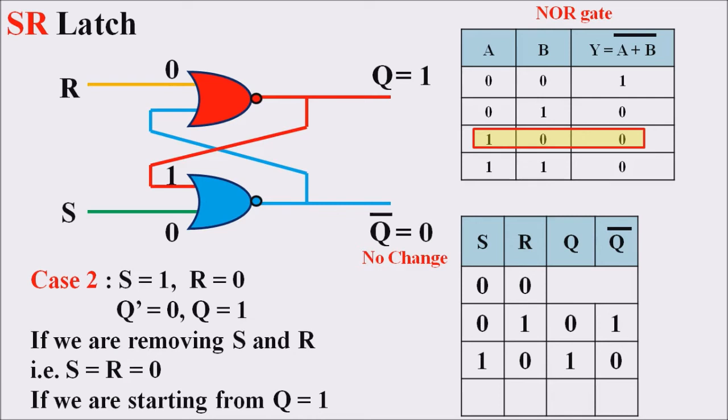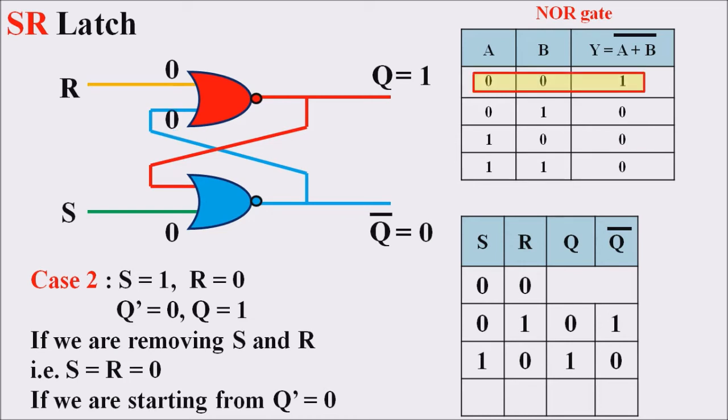Now this 0 value is given as the input to the first NOR gate. So the input of the first NOR gate becomes 0, 0. This means, according to the truth table of the NOR gate, 0, 0 results in 1. That is, the first NOR gate output is 1, that is, Q's new value is 1. This means there is no change in the value of Q. Previously the value of Q was 1 and currently the value is 1 itself. This means that we are dealing with the term memory.